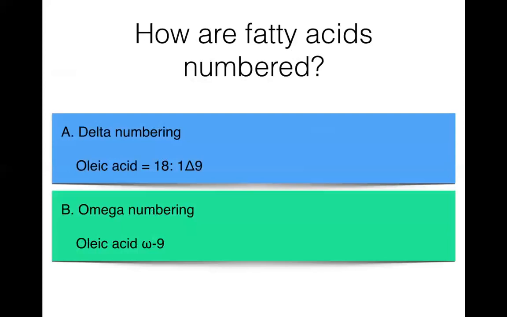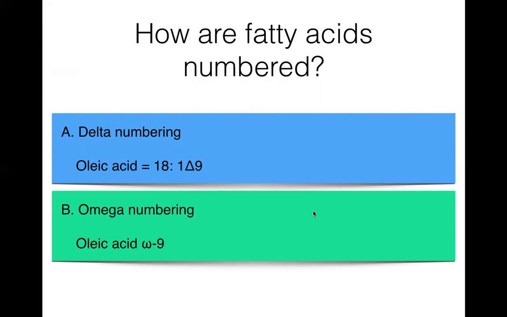So we'll have more of that, essential fatty acids, later on. Let's go now to how fatty acids can be numbered. And there are two bases for numbering fatty acids. The first is called the delta numbering system, and the other one is referred to as the omega numbering system. Let's start first with the delta numbering system.